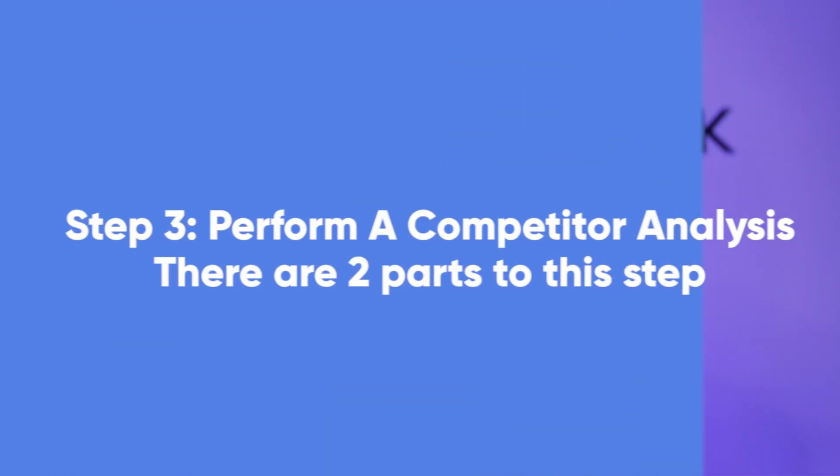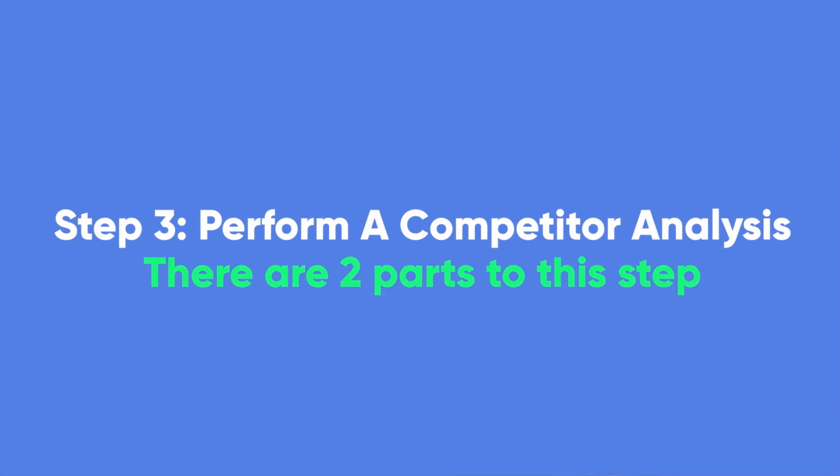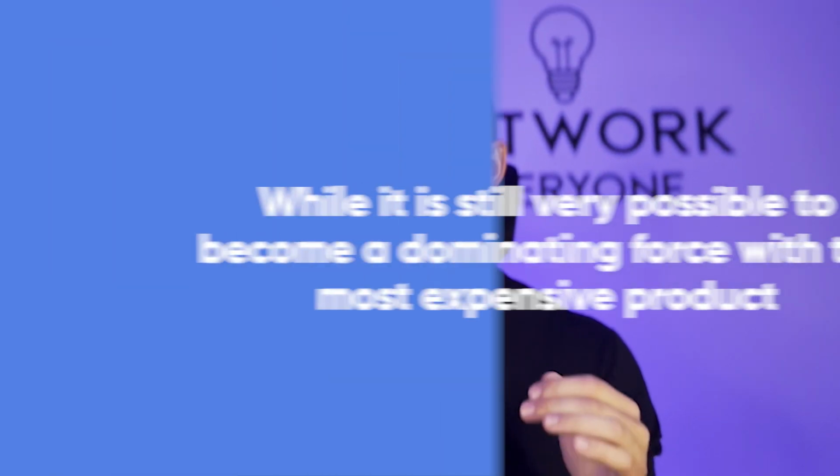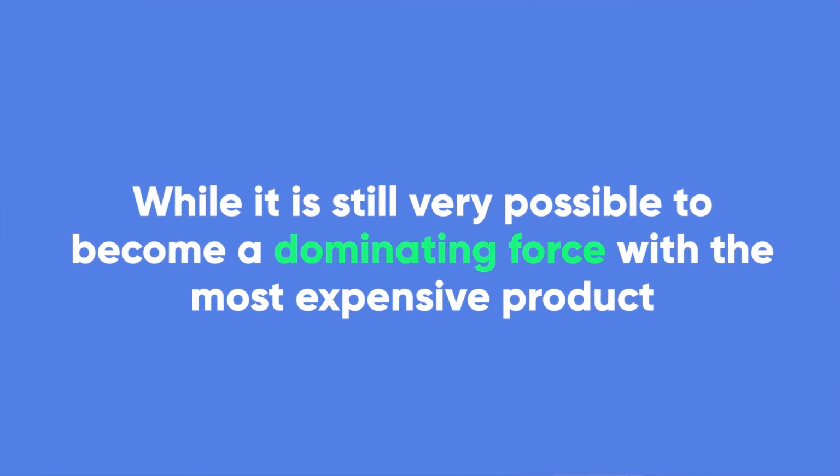Step 3, perform a competitor analysis. Now, there are 2 parts to this step. Part 1 is right from Marketing 101. You need to make sure that you're not pricing yourself out of the market. We're talking about creating the highest chance for success, and while it is still very possible to become a dominating force with the most expensive product, it is not as practical as pricing yourself within your market.